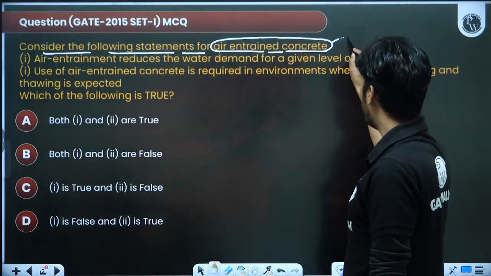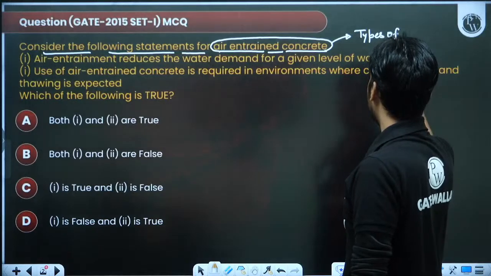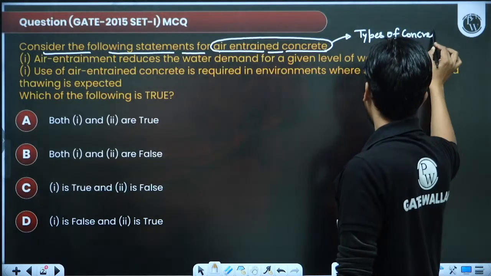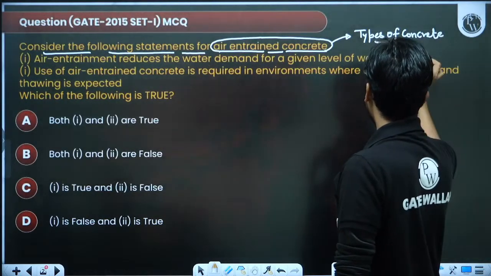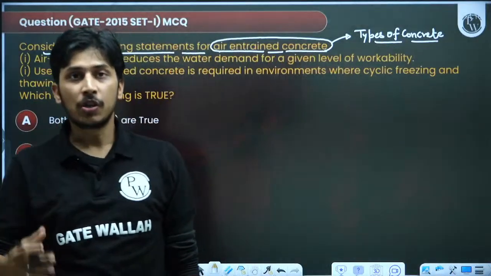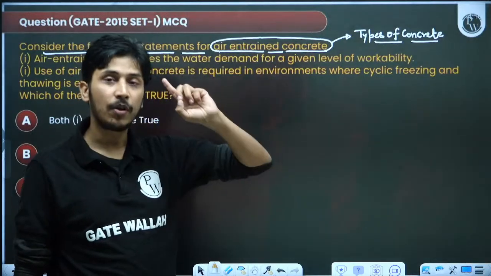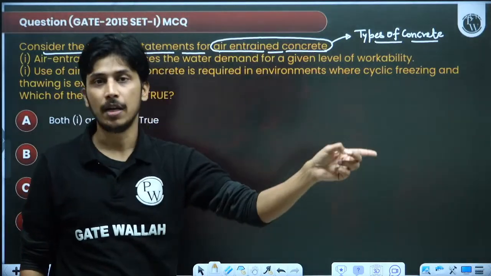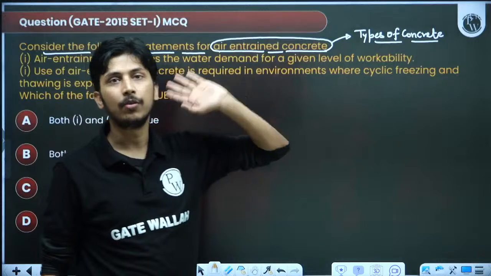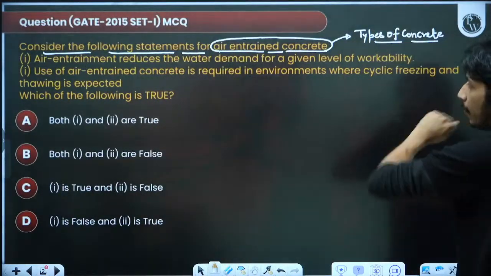So if I ask what the types of concrete are, you have to analyze. You have to study all the types of concrete, then you can say that you have solved this question and are ready for its repetition. Repetition of a question doesn't mean that the same question will be repeated. It means the same concept will be repeated, so they may ask about any type of concrete, because they have asked about it previously. Okay, so now let us talk about air entrained concrete.